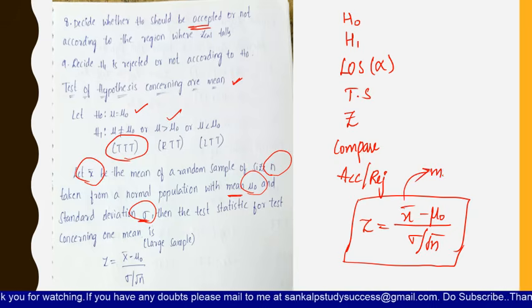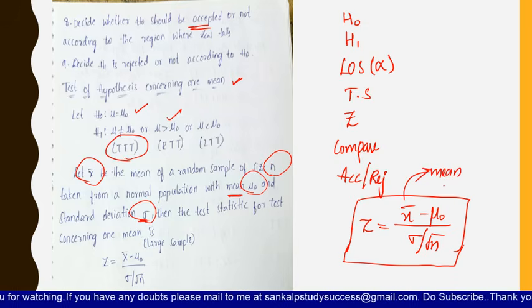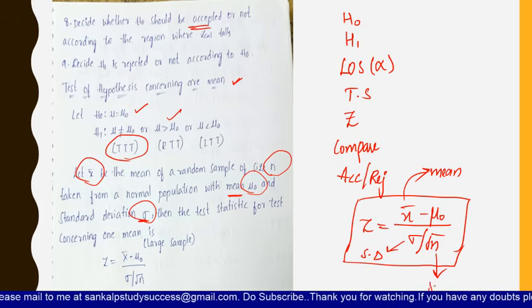X bar is the mean and mu naught is the mean of the normal population. A sample of size n is taken from a normal population with mean mu naught. That means the population mean is mu naught, sigma is the standard deviation, and n is the size of the sample. So by substituting all the values in the given formula, we calculate the z value.